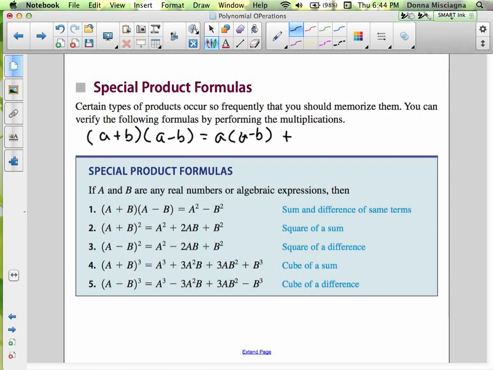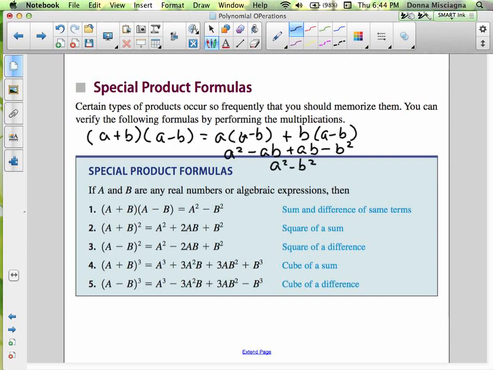plus b times a minus b. A times a would be a squared. A times negative b is negative ab. B times a, whether I write it ba or ab, it's the same thing. And b times negative b would be negative b squared. So you notice that those middle terms, negative ab and positive ab, cancel each other out, and we have a squared minus b squared.